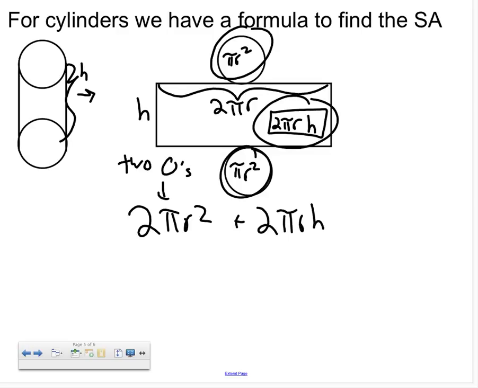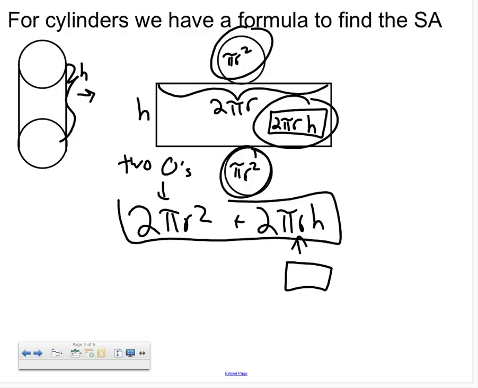That is the area of the rectangle, of the tube part. So the area of the circles plus the area of the tube gets me the total surface area of the cylinder. And that's the form we go to when we want to find the surface area of any cylinder. Big, small, fat, skinny. That formula works for any cylinder. Let's put it into practice here.